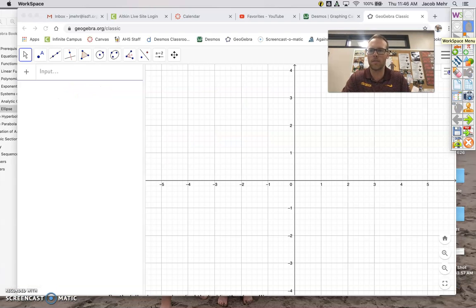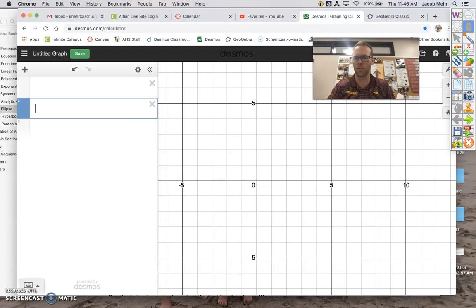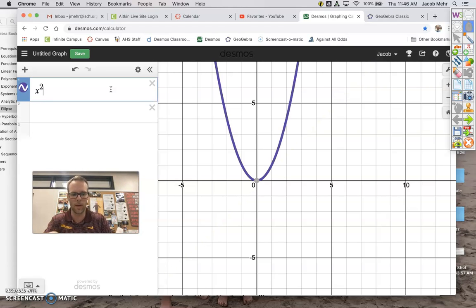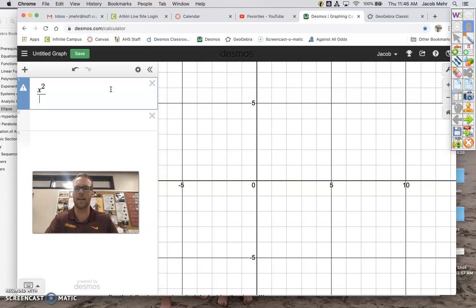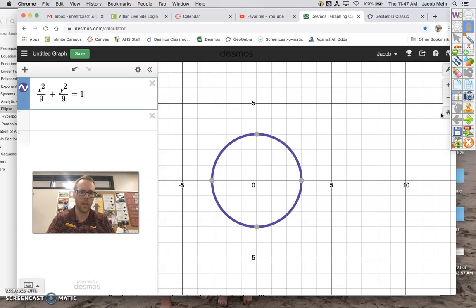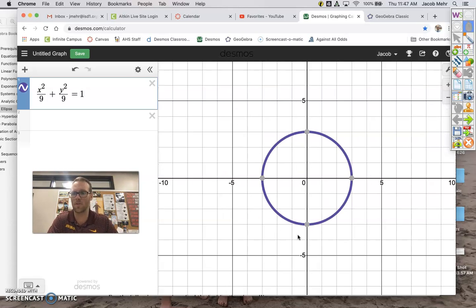Let's go in and graph in Desmos the equation of a circle in this different form. Let's pick a nice radius like 3, so r squared would be 9. So x squared over 9 plus y squared over 9 equals 1. We get to see that circle.